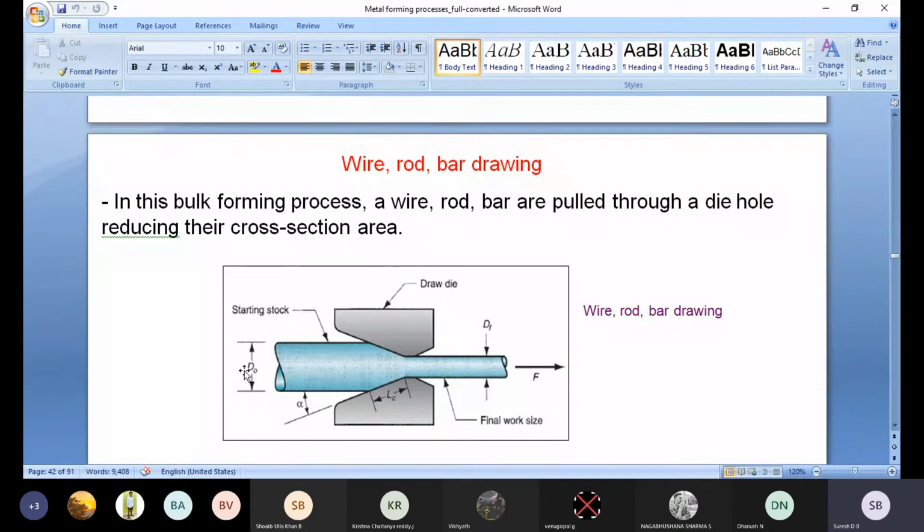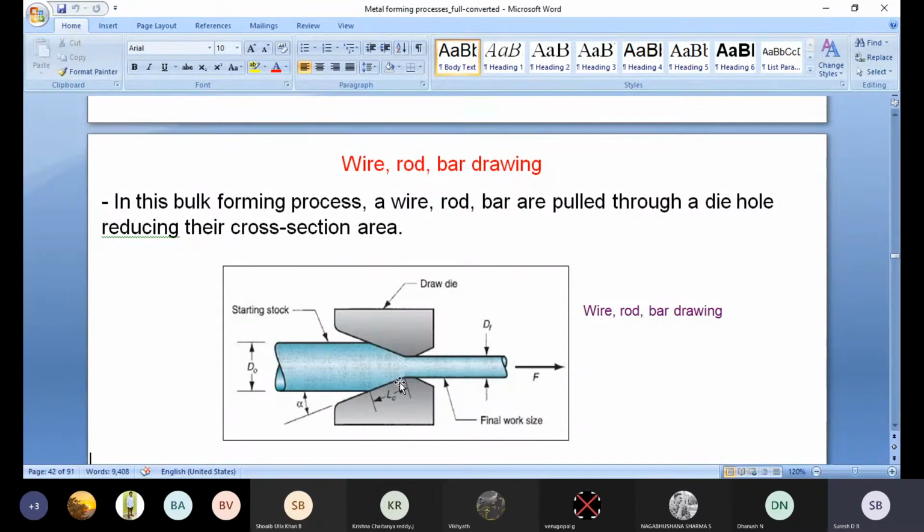In the extrusion process, the force is applied on the left side to push the material. In the drawing process, you pull the material in between the two dies. This is very important: in the extrusion process you push the material, and in the drawing process you pull the material.